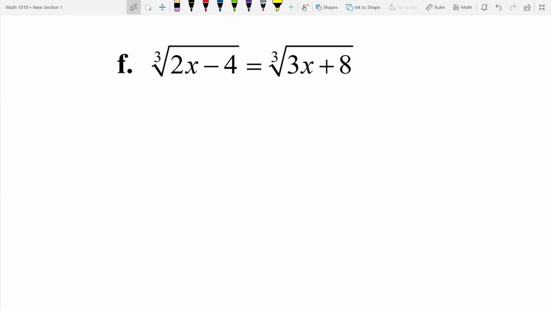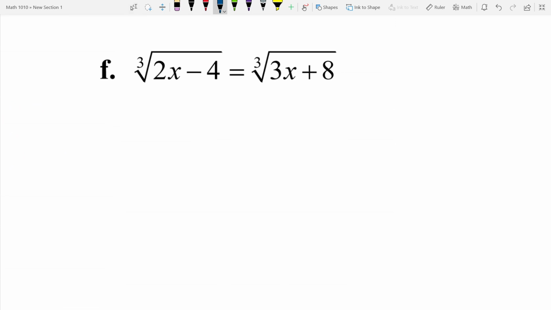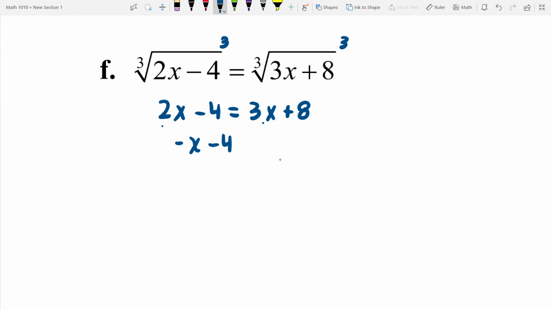So those are cube roots. So to get rid of them, I'm going to cube both sides. So the cube and the cube roots go away. So I have 2x minus 4 is equal to 3x plus 8. This plus 3x comes over and becomes a negative. So you get negative x minus 4 is equal to 8. The 4 comes over and becomes a positive, so you have negative x equals 12. Change the signs, x equals negative 12.